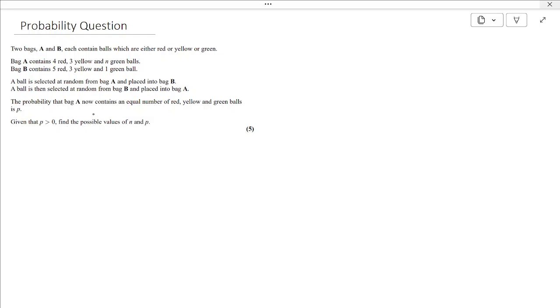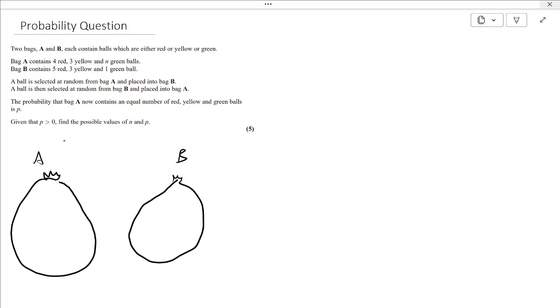So really what it's wanting us to do is sort of look at the possibilities. When is there an actual probability, right? Probability greater than 0, that bag A would end up with the same number of each colour. So I'll show you what I mean. First of all, I'm just going to draw it out just to refer to later on. This is going to be bag A, and it's going to be bag B. And we've got 4 reds, 3 yellows, and N greens.